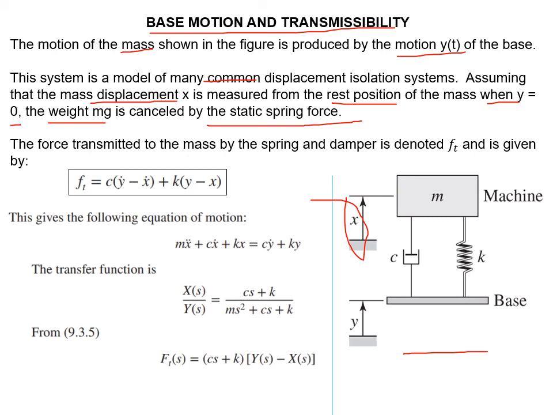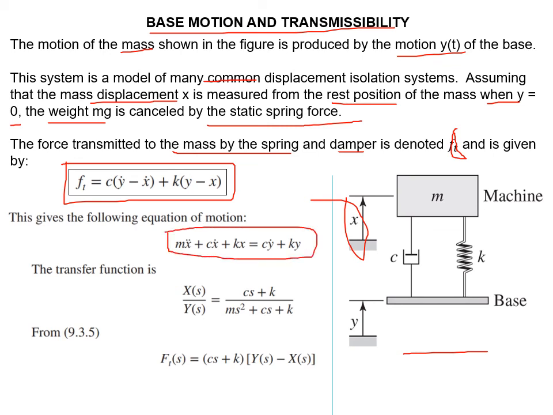We can do out our free body diagram for this system and take a look at all the individual components. The force transmitted to the mass by the spring and damper is denoted F of t and is given by this relationship: F of t is equal to c times (y dot minus x dot) plus k times (y minus x). So this gives us our general equation of motion: m x double dot plus c x dot plus k x is equal to c y dot plus k y.